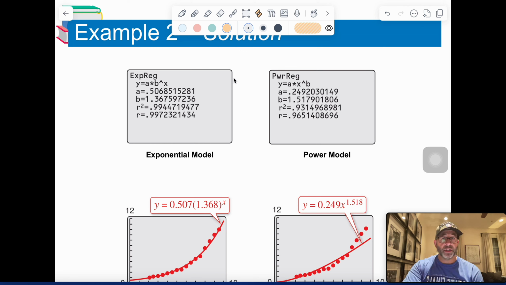You got your a values here, and you got your b values here, okay? The r squared value in the exponential function is 0.994. That's obviously higher than the r squared value in our power regression, which was only 0.93. So that tells us that there's a stronger regression in the exponential regression function.